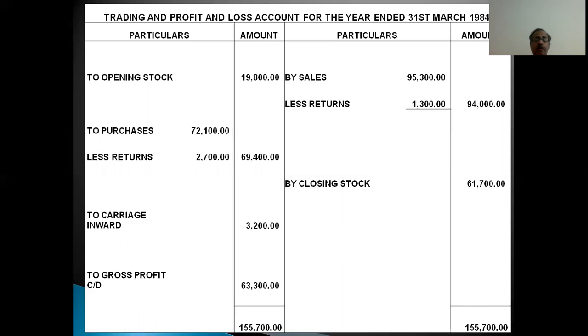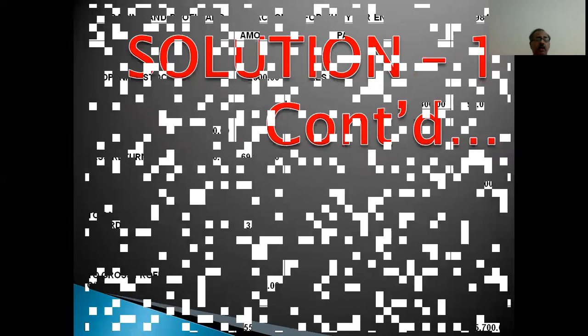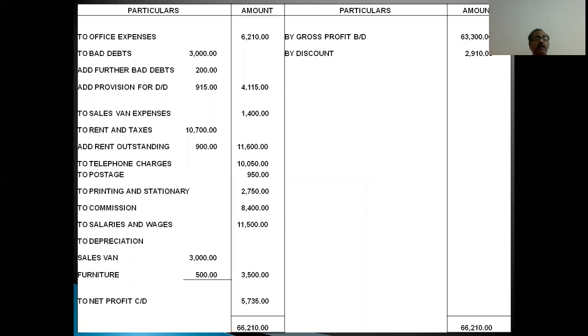The next statement is the profit and loss account, a continuation of the trading account. So the profit and loss account, we start with the continuation of the trading account. The gross profit, the balance figure, will be brought down to the P&L account. This is a credit balance because it is gross profit, so it will be brought down on the credit side: by gross profit brought down, 63,300. Then we are required to record various office, administration and selling expenses with adjustments.